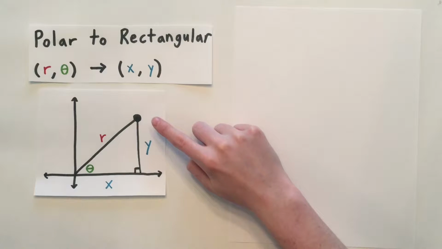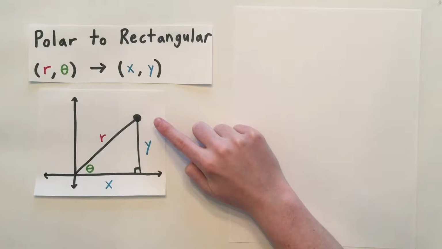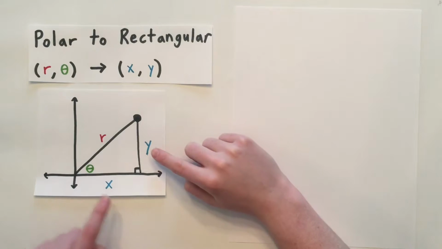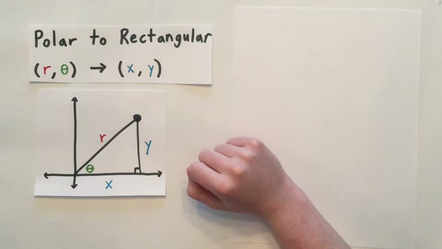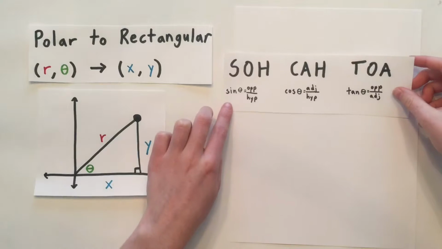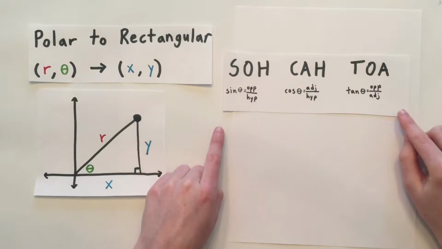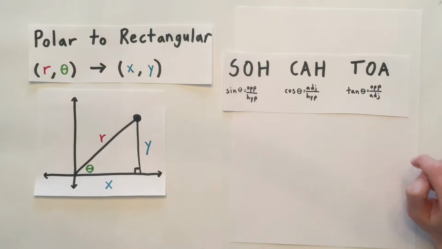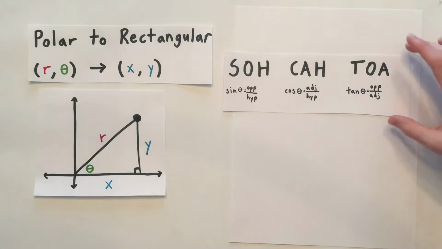When you plot a point on a rectangular plane, you can see that we are dealing with an angle and the sides of a right triangle. So you'll want to use the trigonometric equations of potentially sine, cosine, or tangent in order to find your two x and y equations.